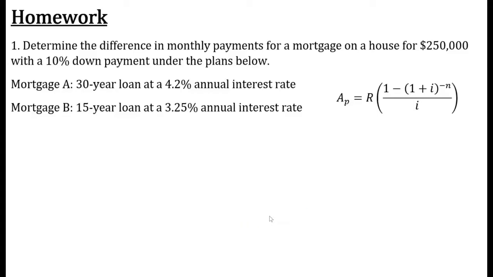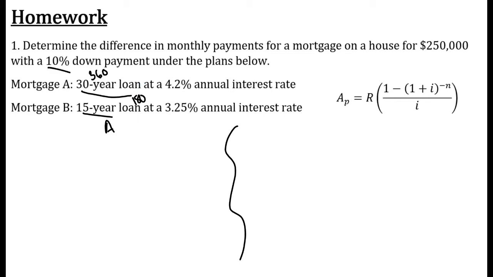Number one, determine the difference in monthly payments for a mortgage on a house for $250,000 with a 10% down payment under the plans below. So we got mortgage plan A, which is a 30-year loan at a 4.2% annual interest rate. If I've got a 30-year loan, that's going to be 360 months because there's 12 months in a year. And a 15-year loan, that's going to be 180 months. So let's just keep that in mind.